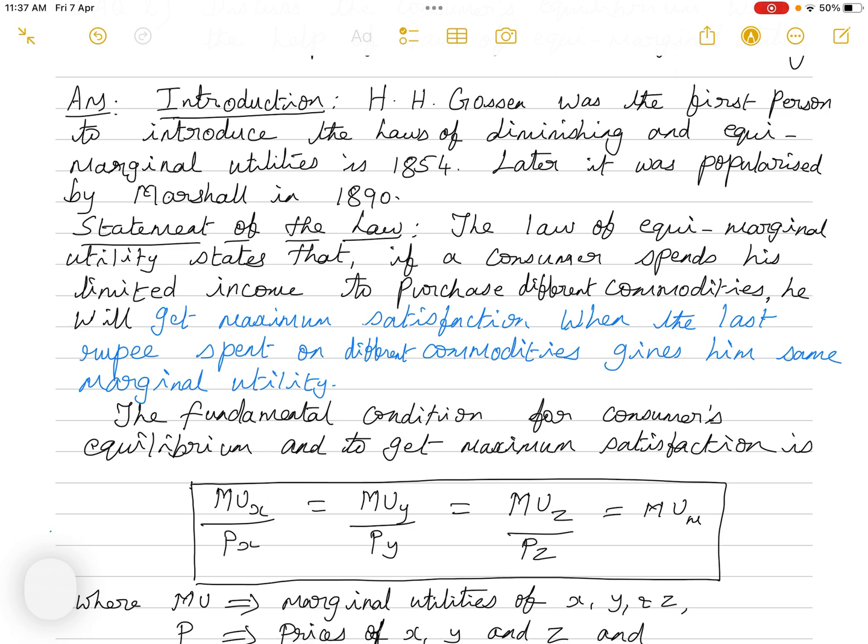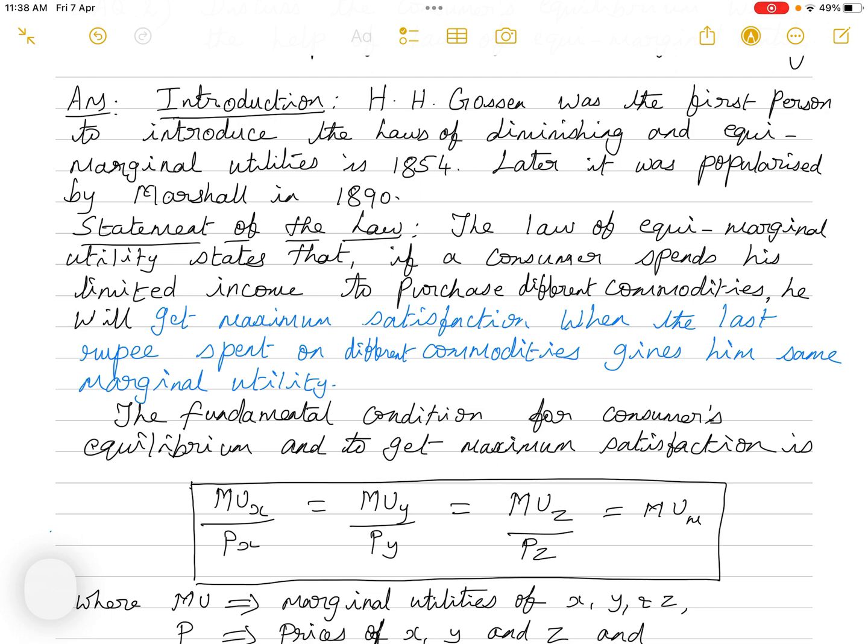The main difference between the Law of Diminishing Marginal Utility and the Law of Equi-Marginal Utility is that the Law of Diminishing Marginal Utility deals with only one commodity: when the consumer consumes one particular commodity, how his satisfaction keeps changing as he increases his consumption. In the previous video, I took the example of mangoes, and we checked how the total utility keeps increasing at a decreasing rate and finally starts decreasing, and the marginal utility continuously decreases and becomes negative. So only one commodity was taken as the example.